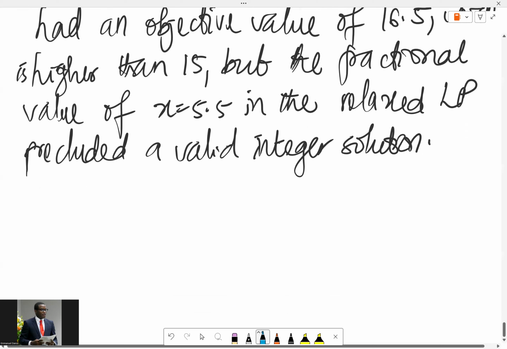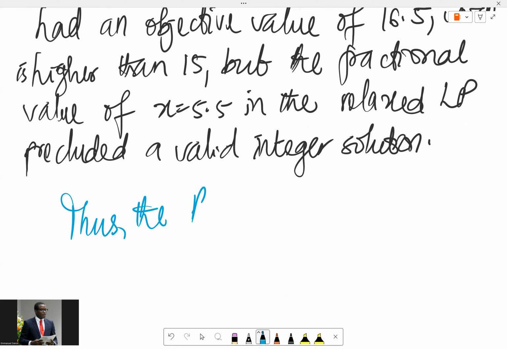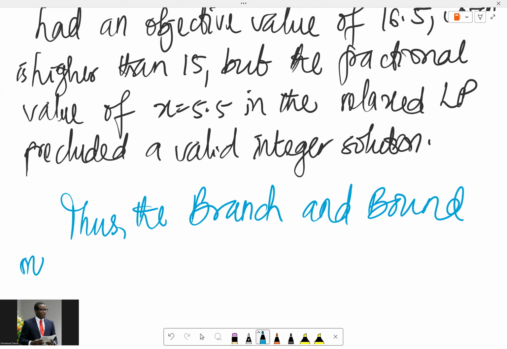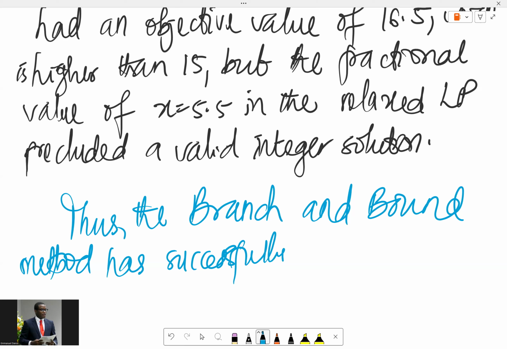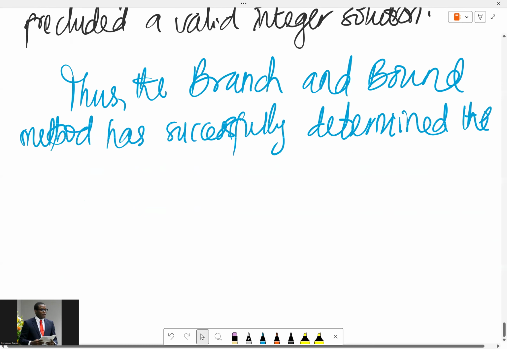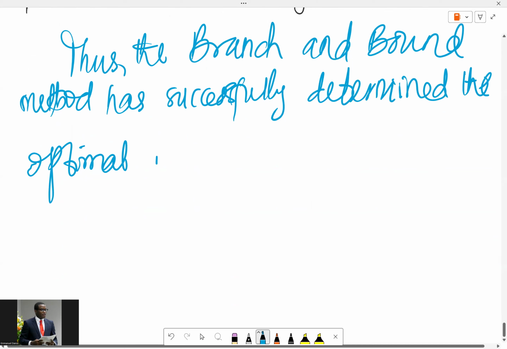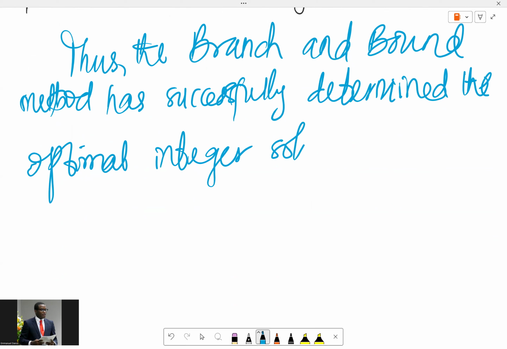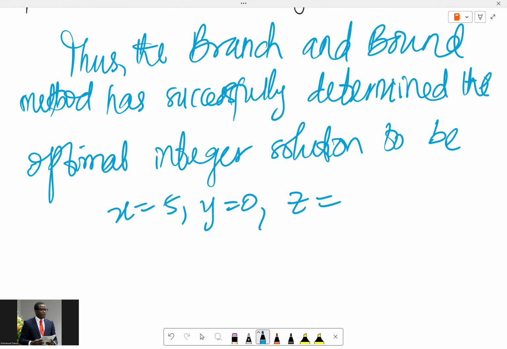So in that case, we can say thus the branch and bound method has successfully determined the optimal integer solution to be x equals 5, y equals 0. I mean, this feels like a broken record, but it is what it is, like they say. So that's what we have.